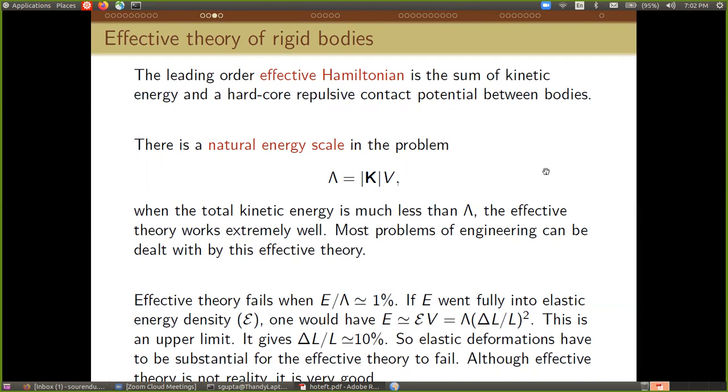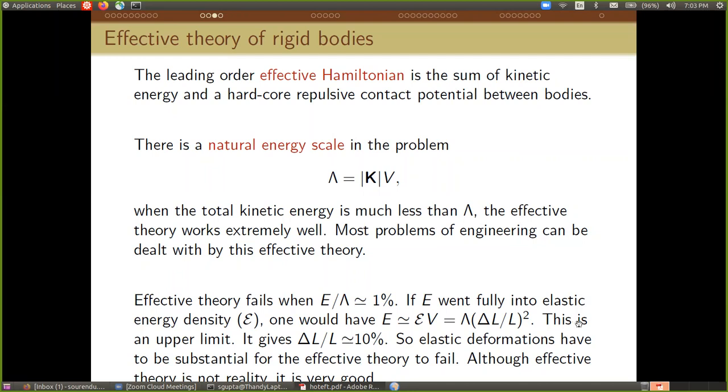So the effective theory fails. Let's say that we can measure the failure of this effective theory if the kinetic energy divided by this scale lambda is of the order of 1%. If the kinetic energy went fully into the elastic energy, then one would have energy E equals this elastic energy density times V, which is lambda times delta L by L, where L is the size of the body and delta L is the strain.